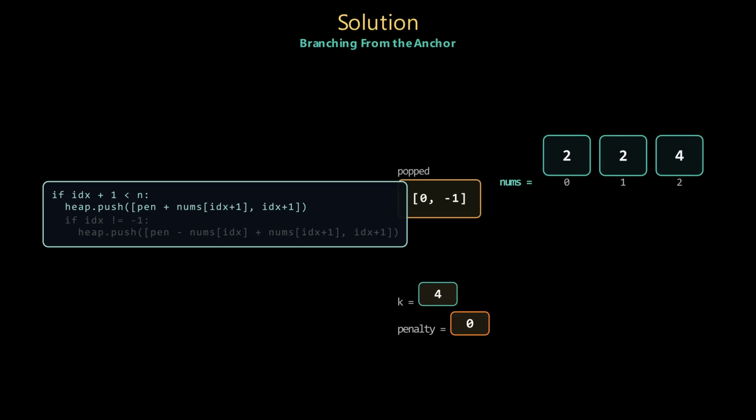From this state, we check if there is a next index to look at. Since index 0 exists, we generate our include next state. We take our penalty of 0, add nums at index 0, and push the new state, a penalty of 2 at index 0, into our heap. Because our index was -1, we bypassed the replacement step.